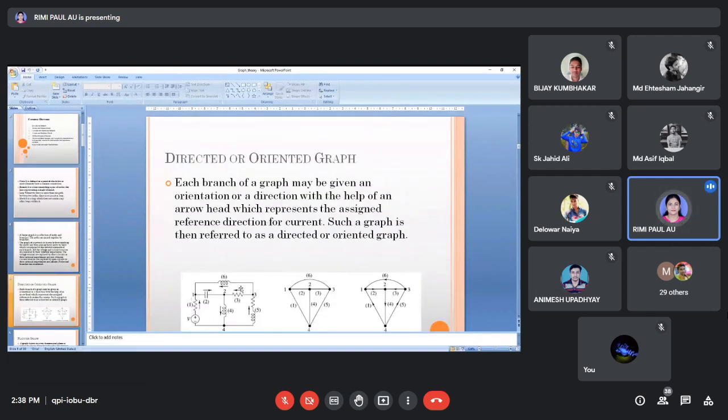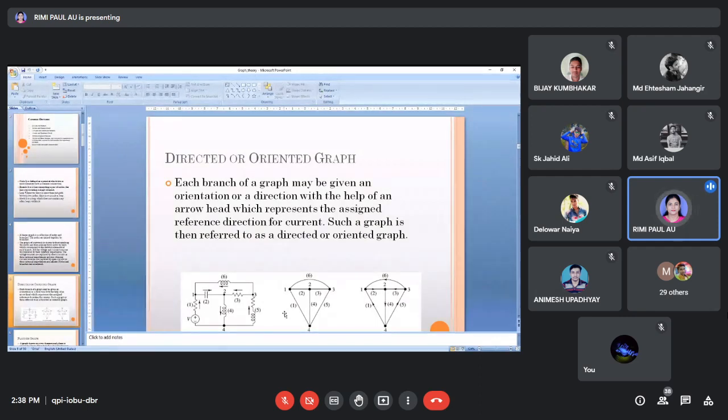Whatever circuit you get, first draw the graph of this circuit by replacing these components by lines. And if it is a voltage source, do a short circuit. If it is a current source, do an open circuit.